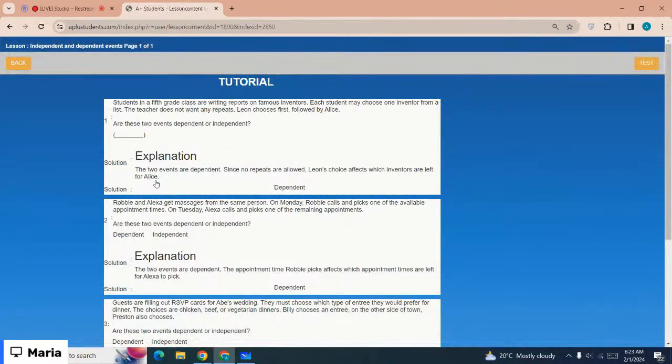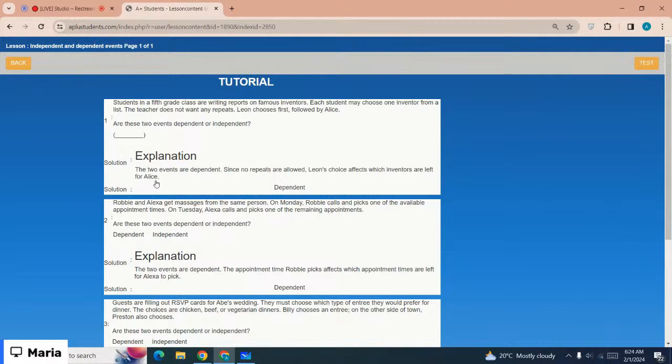Okay, the first example is students in a fifth grade class are writing reports on famous inventors. Each student may choose one inventor from a list. The teacher does not want any repeats. Leon chooses first, followed by Alice. Are these events dependent or independent? So you are given the example. Each student may choose one inventor. The teacher does not want any repeats. You need to see whether they are dependent or independent events.